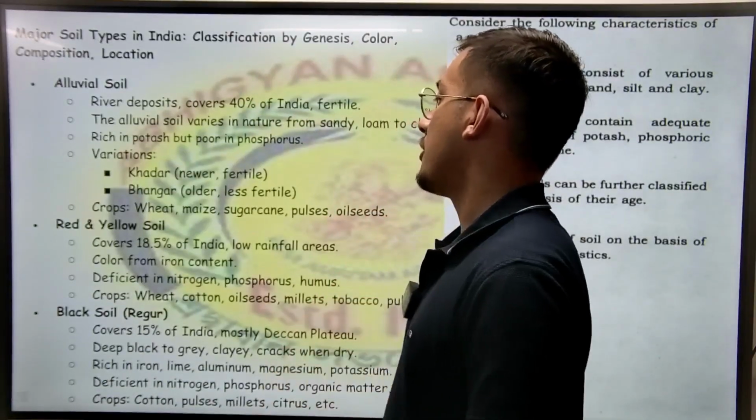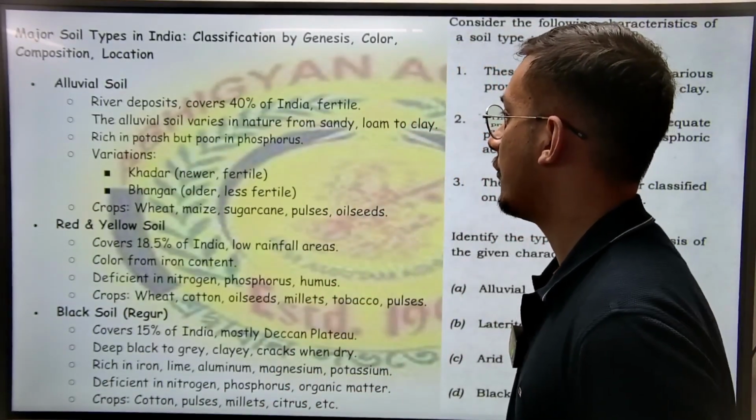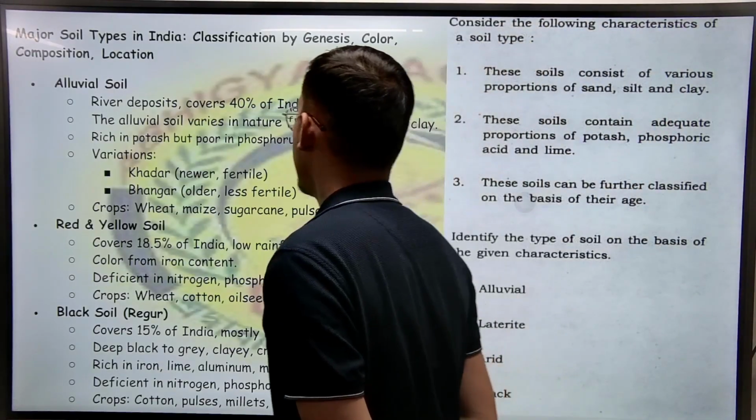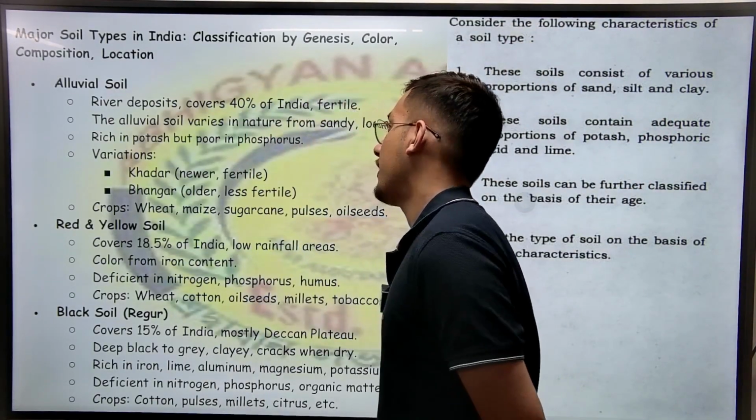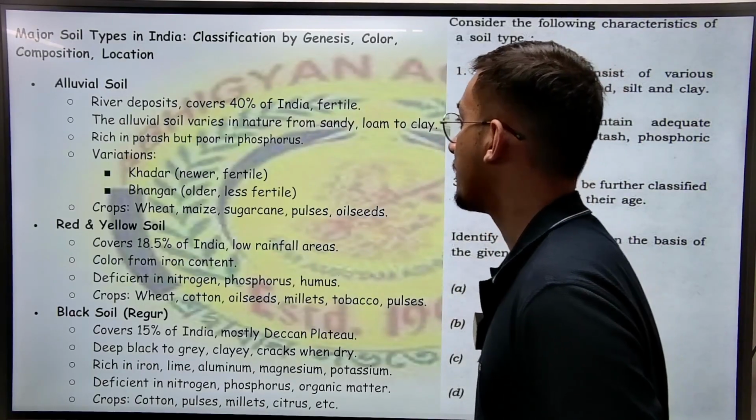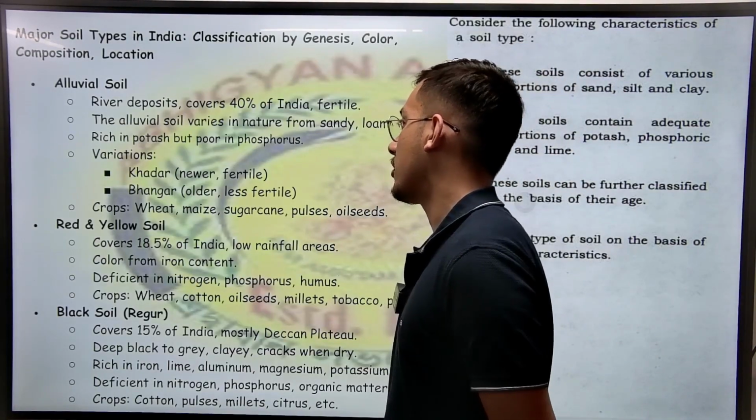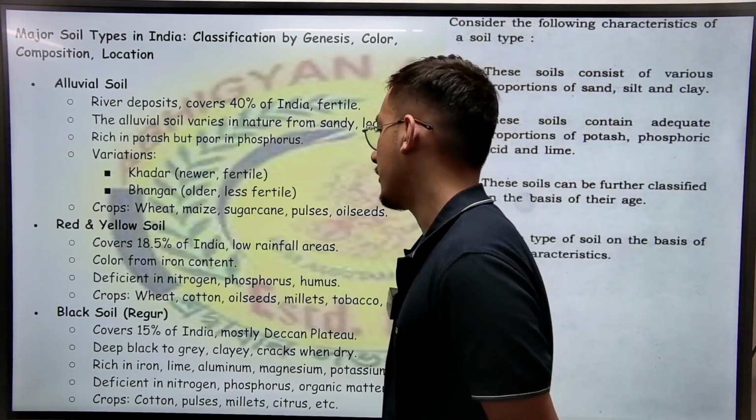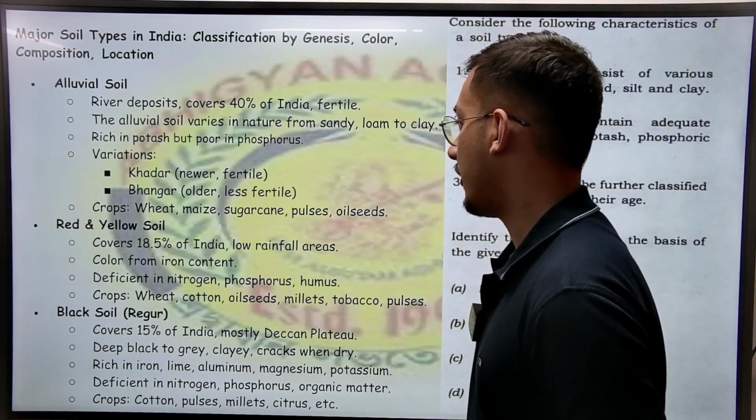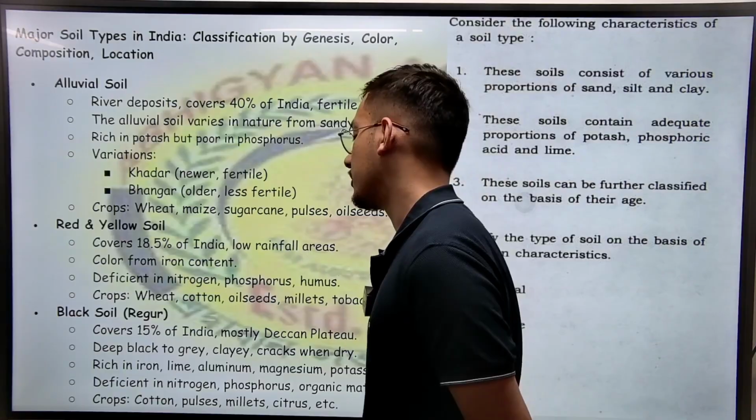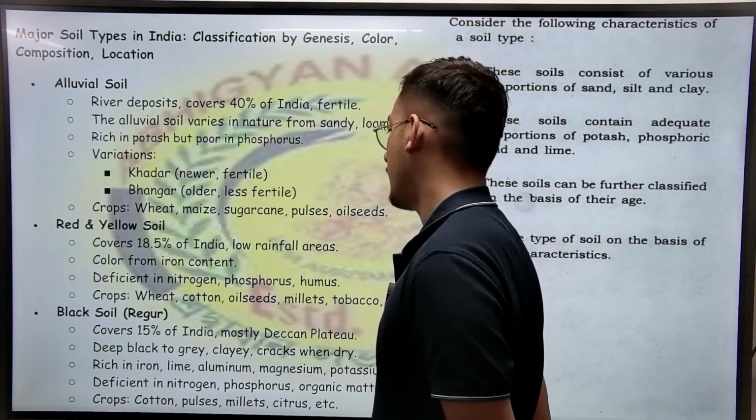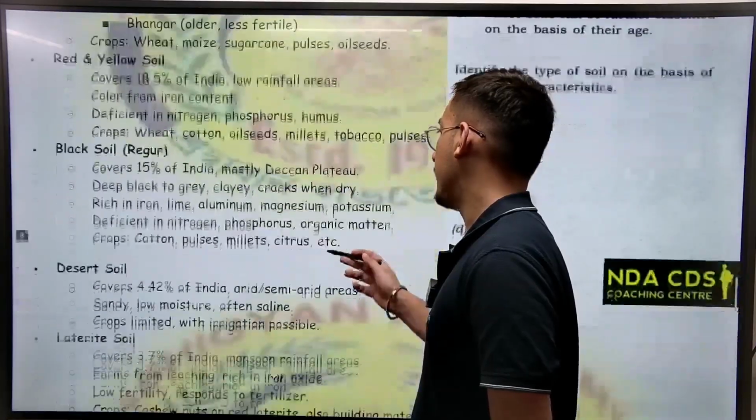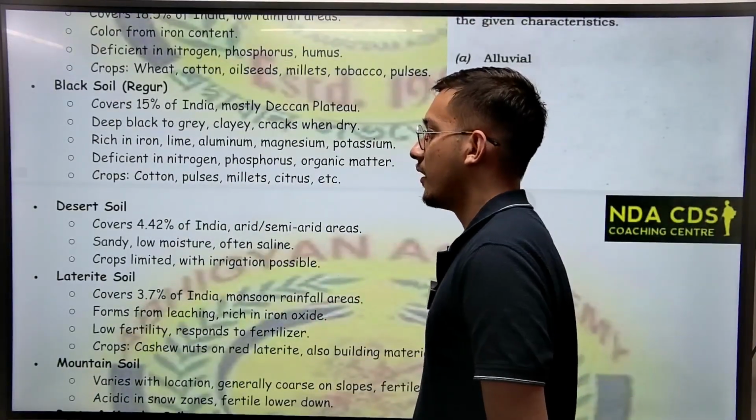Now we come on to major soil types in India. We have alluvial soil. It is formed by river deposits and covers 40% of India. It's fertile. Alluvial soil varies in nature from sandy to loamy to clay. It's rich in potash but poor in phosphorus. We have red and yellow soil, which covers 18.5% of India and is found in low rainfall areas. Its color comes from iron content. It is deficient in nitrogen, phosphorus, humus. Crops such as wheat, cotton, oilseeds, millets, tobacco, and pulses are grown.